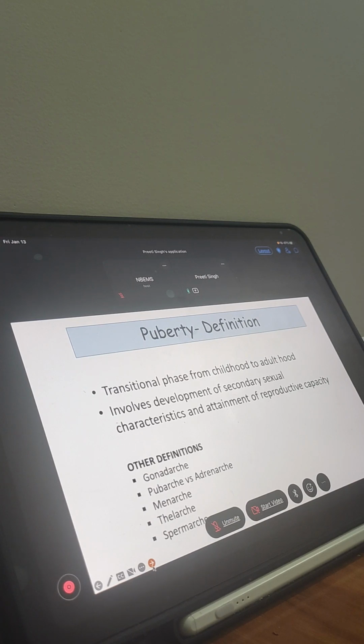Menarche is the onset of menstruation. Thelarche is development of the breast bud, and spermarche is actually the presence of spermatozoa in the seminal fluid. All these definitions we'll keep using during today's presentation, so it's very important that we are well versed with these definitions.